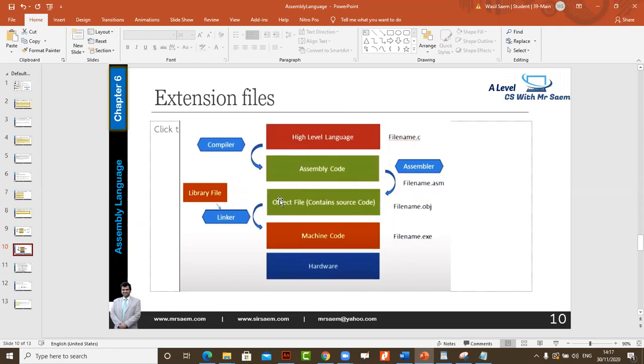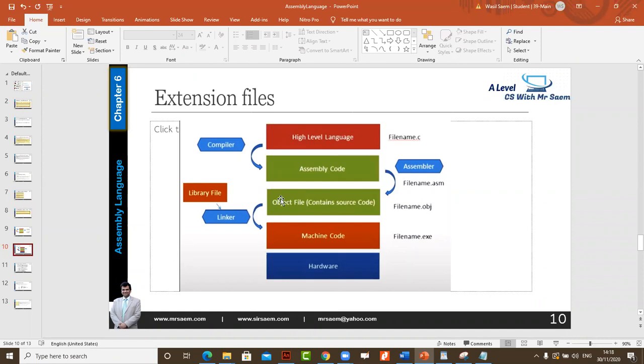But we cannot work on machine code directly. It's next to impossible. An object file basically contains the source code, and this comes from your assembler. Please don't confuse it: an object file is not a kind of language. It's just object code that has been compiled and is now ready to be processed by the machine code.